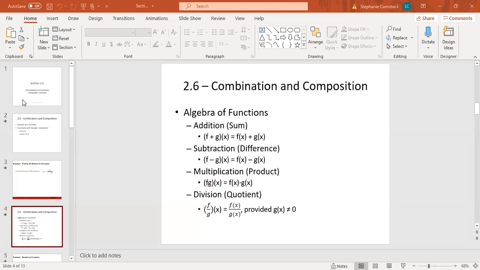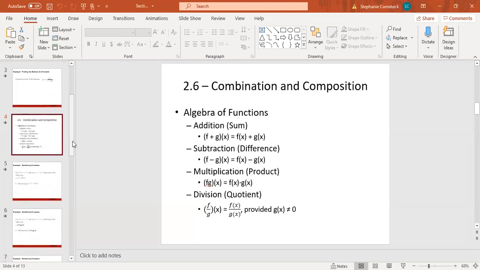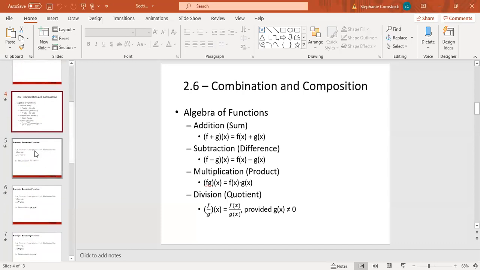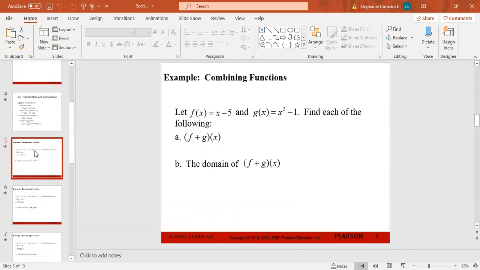So what we're fixing to do, and I'm going to be bypassing, at least on the sharing screen part of this, the next 4 slides are going to ask us to take this f of x and g of x. It's the same f of x and g of x for the next 4 slides. And they're going to want us to add, subtract, multiply, and divide, okay? And they want us to talk about the domain.